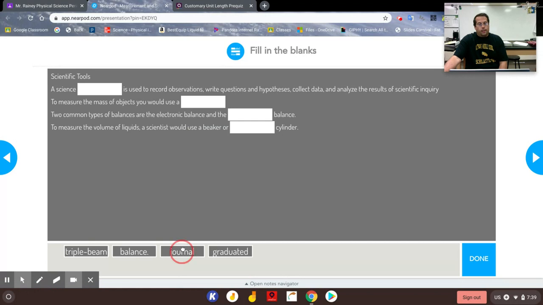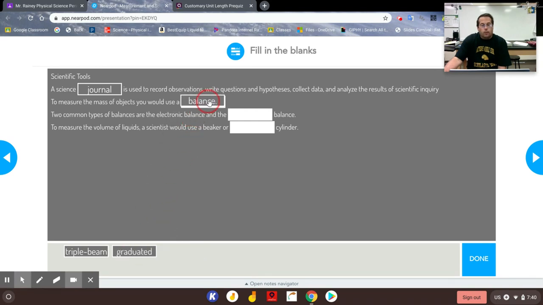We use a science journal to record any observations, write questions or hypotheses. We'll use our Chromebooks for any data information, any sheets or things like that. If we were going to measure mass, we would use a balance. We'll talk about what mass is later in the year. Two common types of balances are the electronic balance and the triple beam balance.